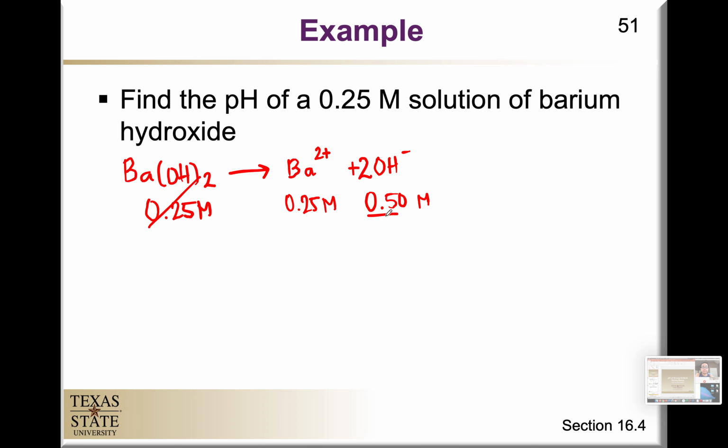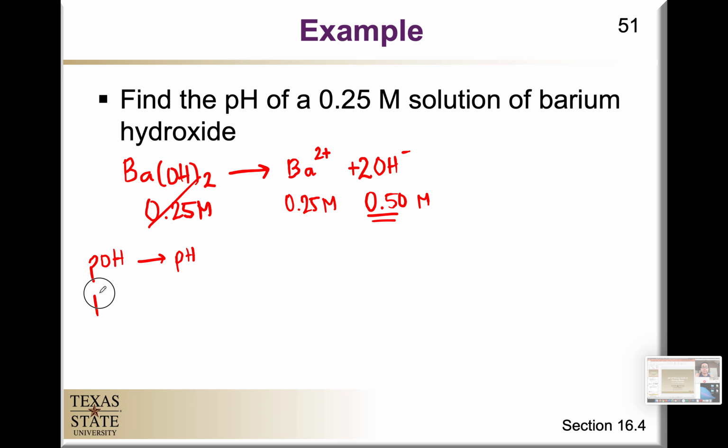Now that we have this hydroxide ion concentration, we can utilize that to find the pH, and we can do that in 2 ways. One of the ways would be to go ahead and find the pOH first. Once we have the pOH, then we can solve for the pH. That's my favorite way to do this.